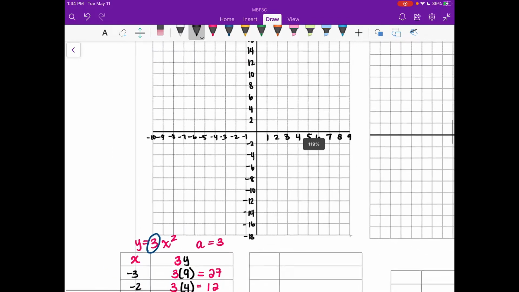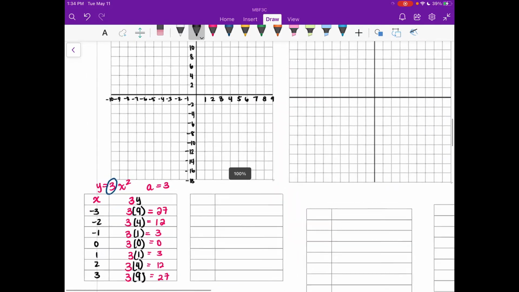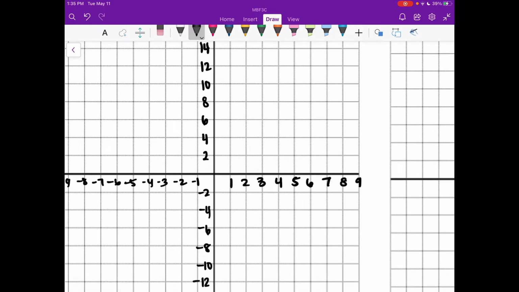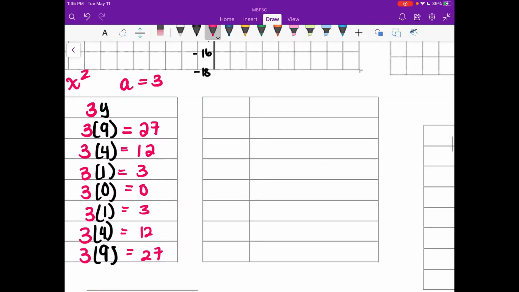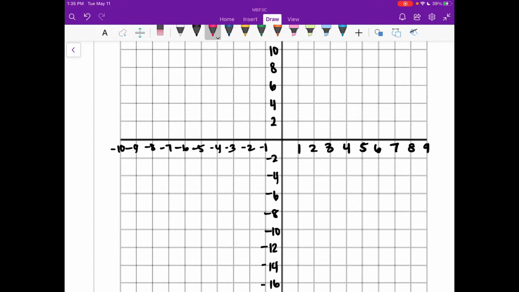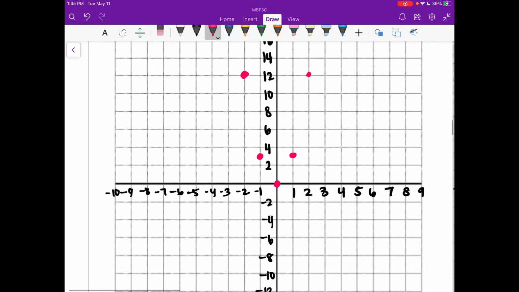Right, and let's go in and put in our dots. So I'm going to leave the -3 alone, and I'm going to go -2 goes up to 12. -1 goes up to 3, so it's going to be somewhere in between here. 0 is 0, 1 goes up to 3, and then 2 goes up to 12.